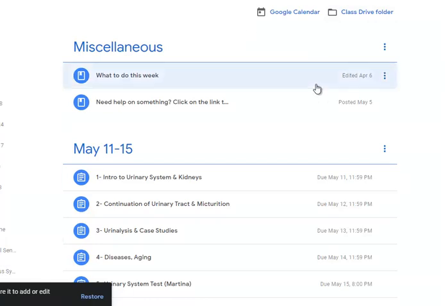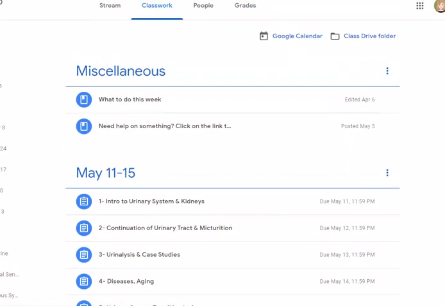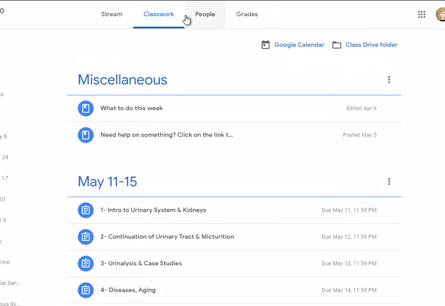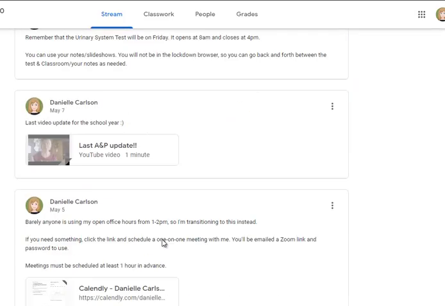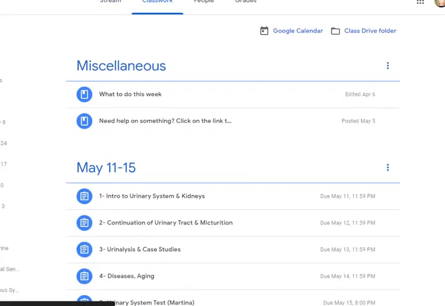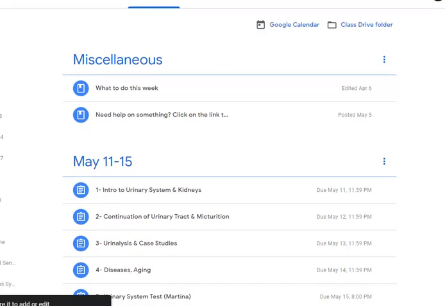Okay, so what you're looking at is the classwork tab. And if you're not familiar with Google Classroom, the stream is where you can put messages, but I posted most of my stuff here for the kids to use in the classwork tab. So we're looking at the most recent. I'm going to scroll down as the assignments get older.